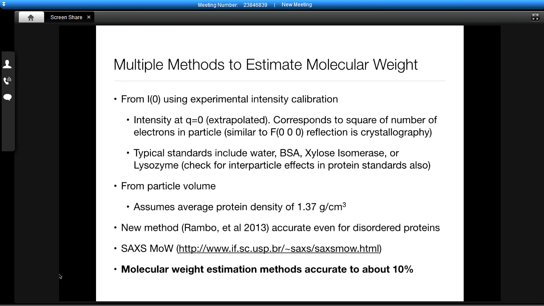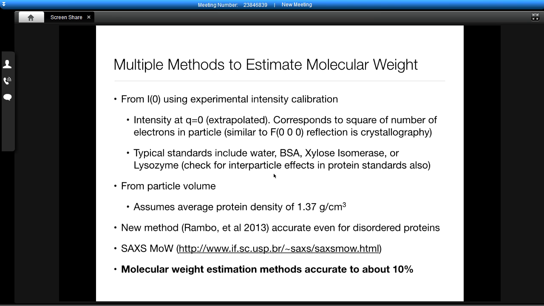In order to use I0, you have to know the concentration of both your protein and your protein standard. Because of this, sometimes people actually will use water. Water has a known scattering based on Thomson scattering and the scattering of the electron. So you can use water scattering to calibrate your curve. It's a little bit more involved, involves transmission coefficients, but if your beamline will set that up for you, it shouldn't be too bad. That removes the source of error of concentration for your protein standard. So you want to make sure that you know your concentrations as accurately as possible.